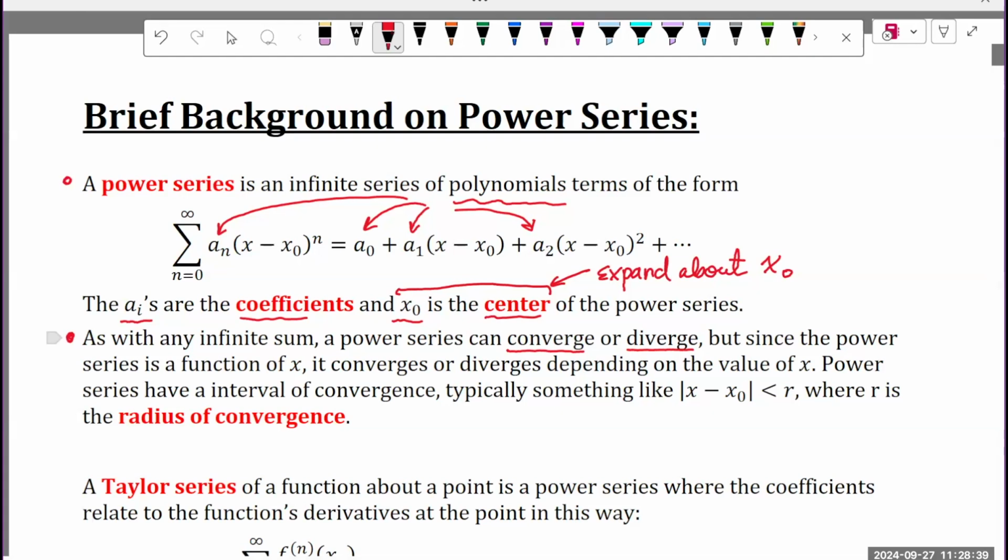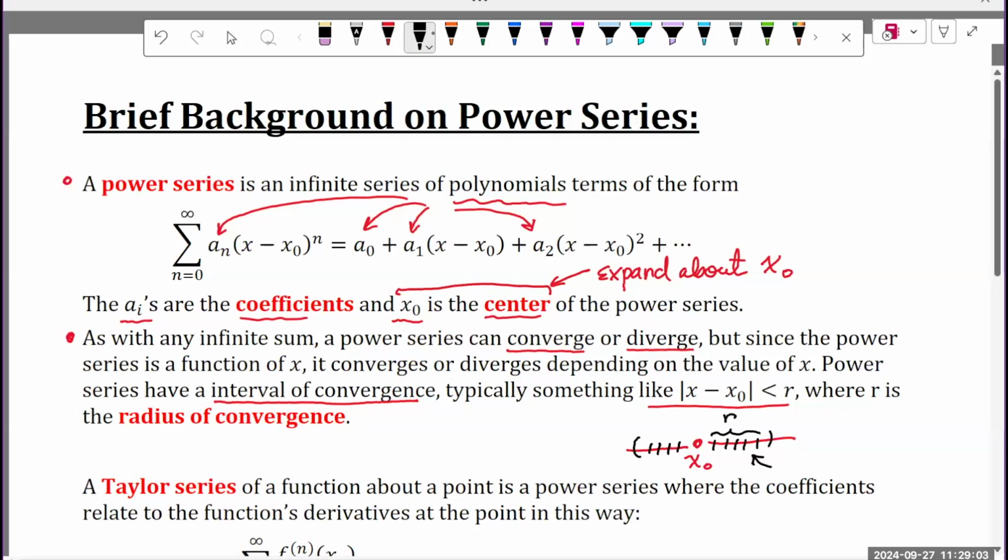In this case, we should be aware that power series have an interval of convergence that typically looks something like this. In other words, about our point of expansion, x naught, there will be a range of radius r in which the power series will be able to converge. And that is called the radius of convergence.